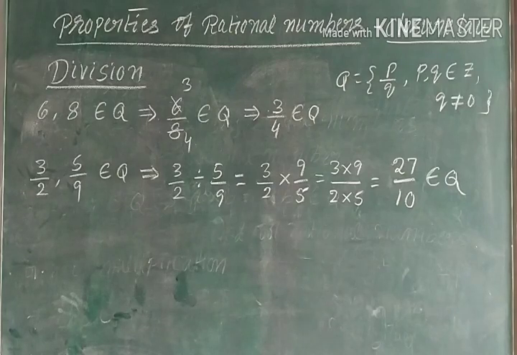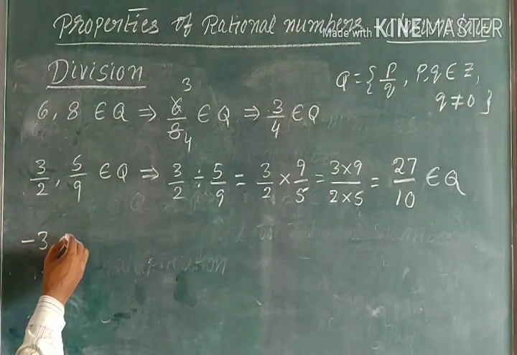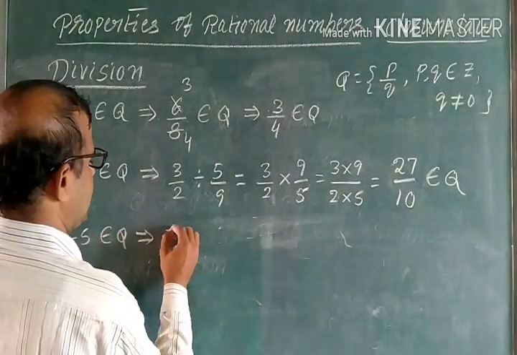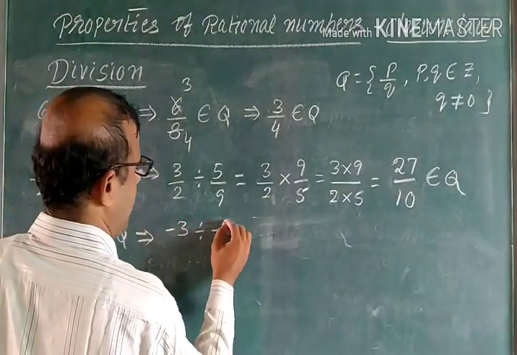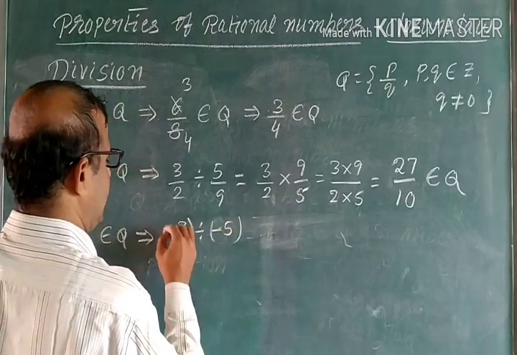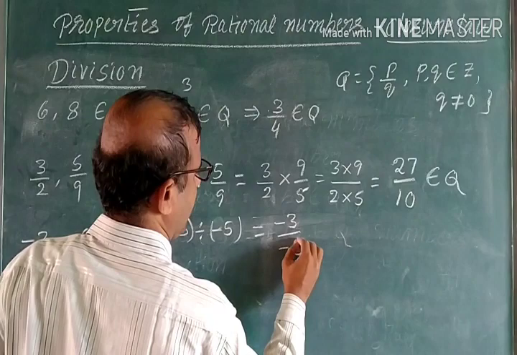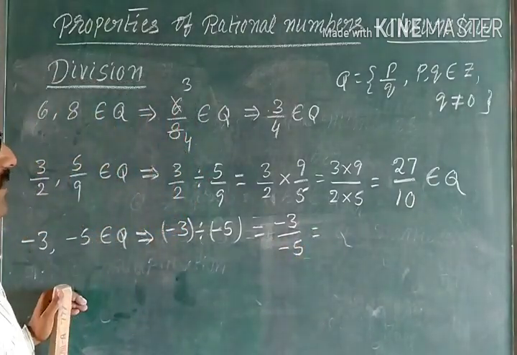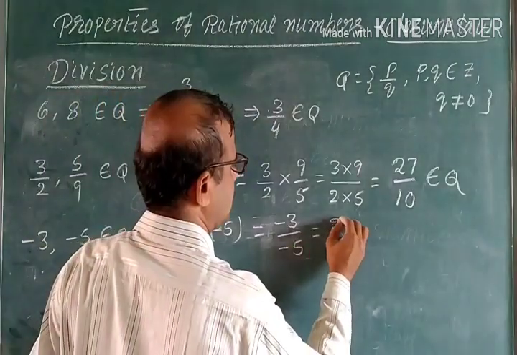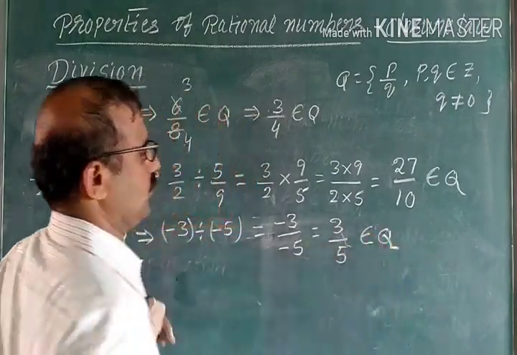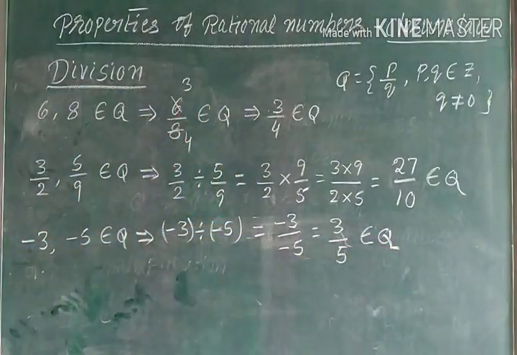Next, one more example, children. Minus 3, minus 5 belong to Q. That is minus 3 divided by minus 5. Minus 3 divided by minus 5 equals minus 3 by minus 5. Minus and minus cancel, that equals 3 by 5. So 3 by 5 belongs to Q.